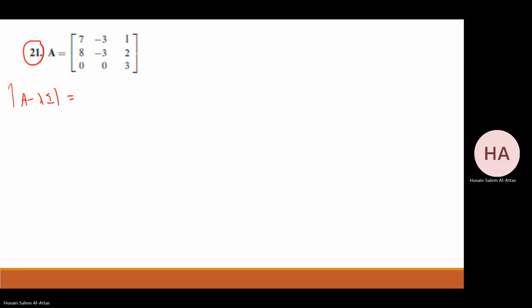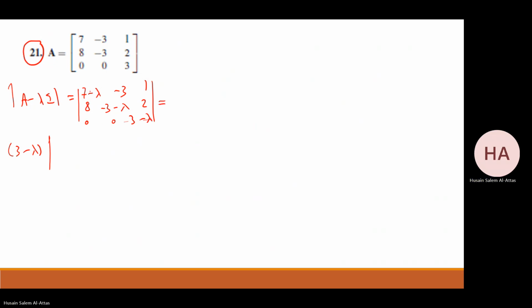Now we'll do this one, 3 by 3. So I have A minus lambda I. See what will happen. I have 7 minus lambda, minus 3, 1, 8, minus 3 minus lambda, 2, 0, 0, 3 minus lambda. I'll do the expansion with the first row. Plus, minus, plus. So I have plus 3 minus lambda. What will be the rest?